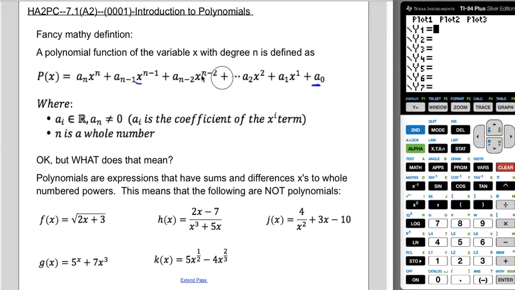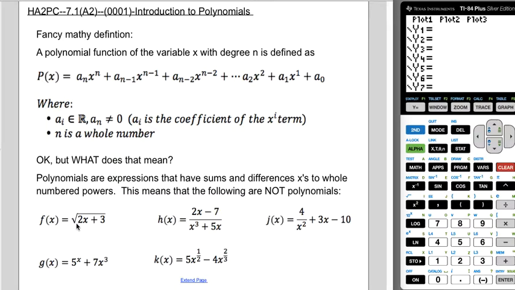Okay, so what makes this a polynomial is that these powers of x, n and n minus 1 and n minus 2, etc., all of those powers are whole number values. So what does this mean? A polynomial is an expression that has a sum or difference of x's to whole numbered powers, meaning that the following are not polynomials.